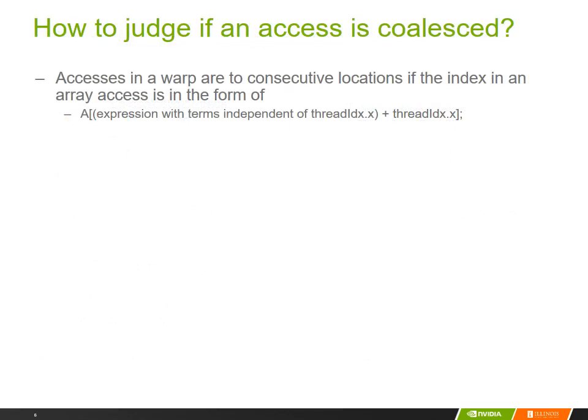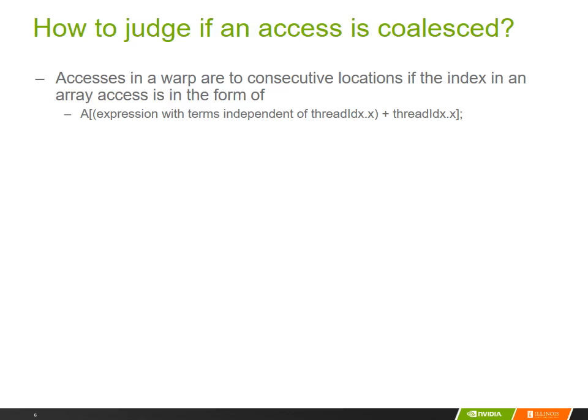Now that we know that memory coalescing is important in fully utilizing DRAM bandwidth, and uncoalesced accesses tend to waste a significant portion of the DRAM bandwidth, it should be clear that we need a way to judge whether a memory access in a CUDA kernel will be coalesced or not.